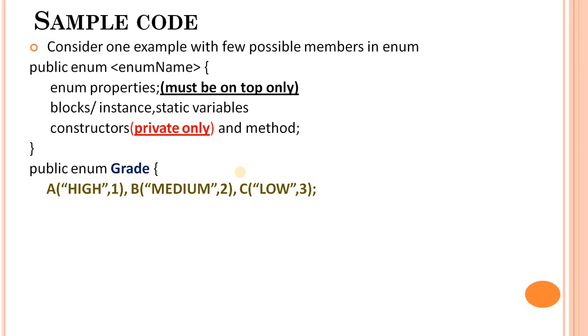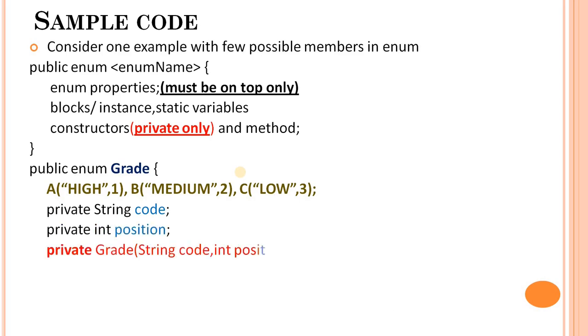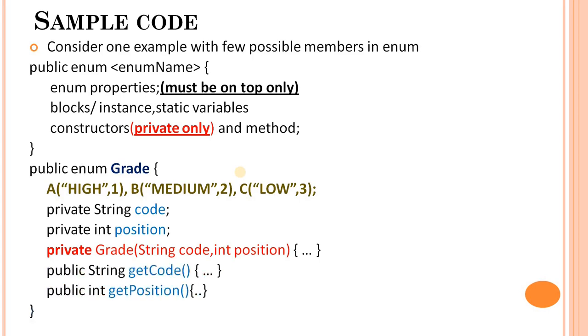And if you look at A, it is not just a property, it's an object creation even. A of parenthesis "high" in double quotes comma 1 indicates object creation using a two parameterized constructor. So I am defining two properties. One is code for string type, second one is position for int type, and then a parameterized constructor Grade, which takes two values, code and position. And to access these values individually, two getter methods are provided.